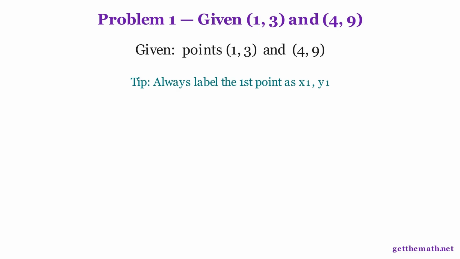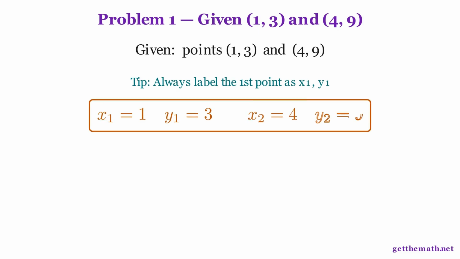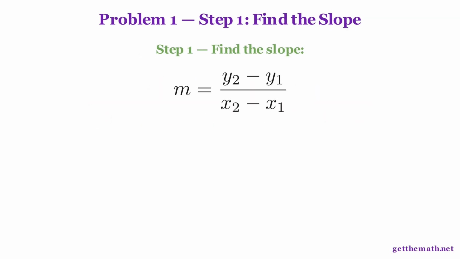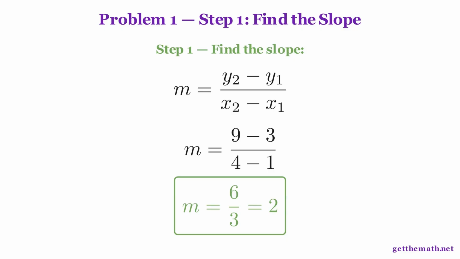Problem 1, points (1, 3) and (4, 9). First thing, label them. x1 equals 1, y1 equals 3, x2 equals 4, y2 equals 9. Now, the slope formula. m equals y2 minus y1 over x2 minus x1. m equals 9 minus 3 over 4 minus 1. m equals 6 over 3, m equals 2.